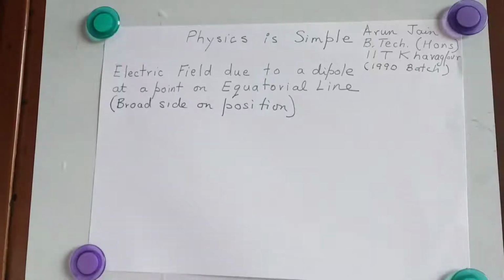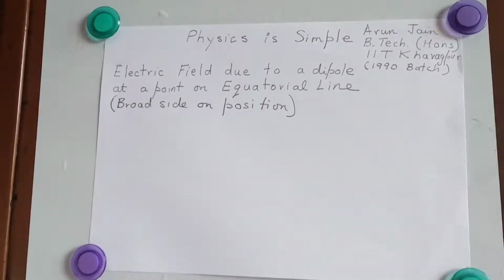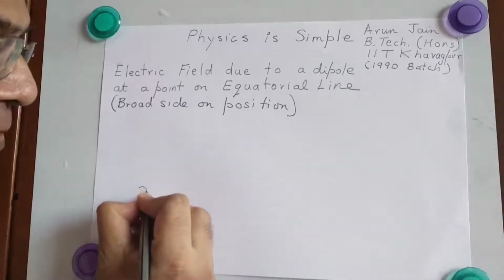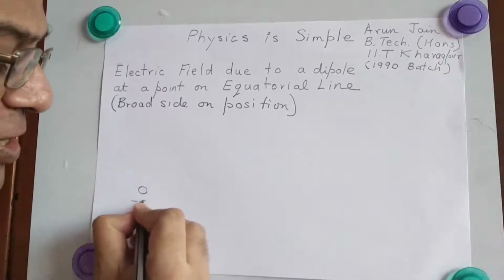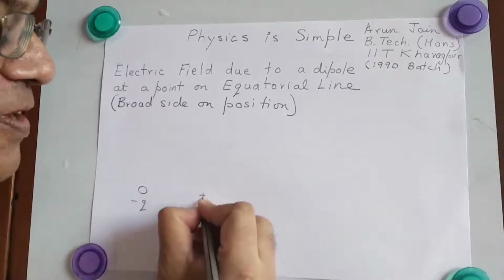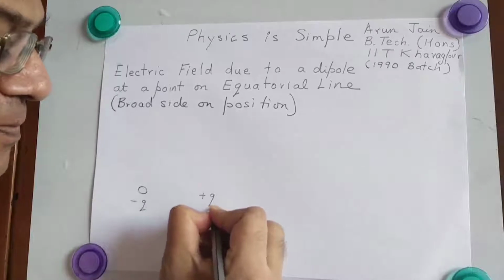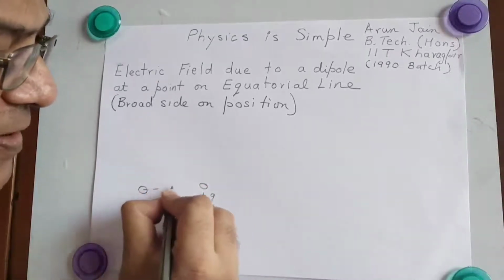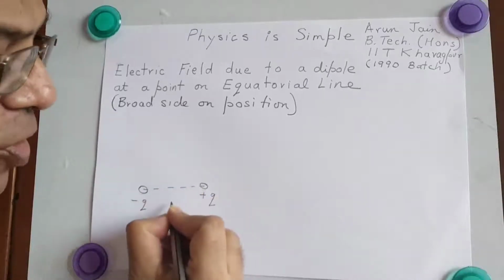In this lesson, we are going to derive the formula for electric field due to a dipole at a point on the equatorial line, that is also known as broadside on position. So here we have a dipole, minus q charge here and plus q charge here. The distance between the two charges, let us call it 2a.